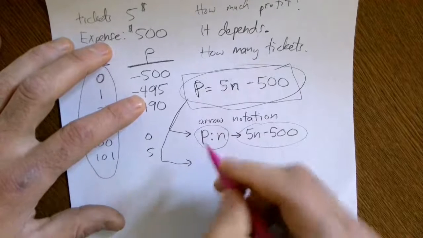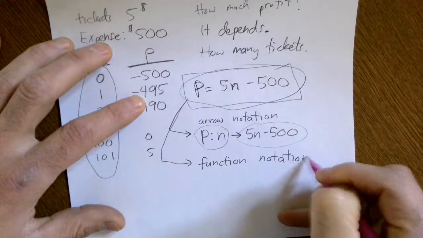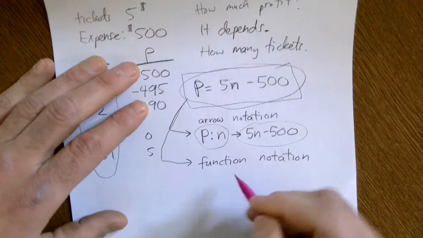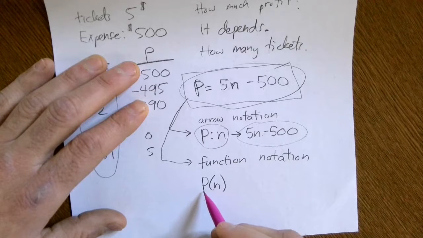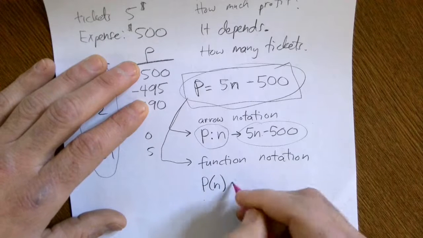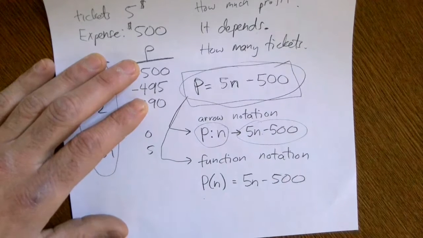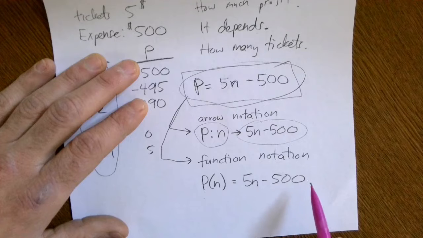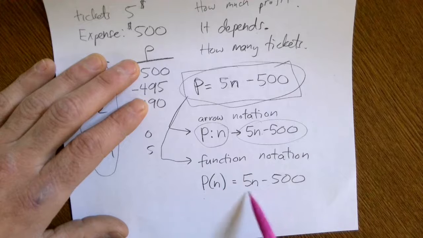The second way is called function notation. And these all mean the same thing. This means the same thing as this, and means the same thing as what I'm about to show you. This means profit depends on how many tickets you sell. So P depends on N like this. Okay? People will read it like this: P of N equals 5N minus 500. That just means that profit depends on the number of tickets sold.